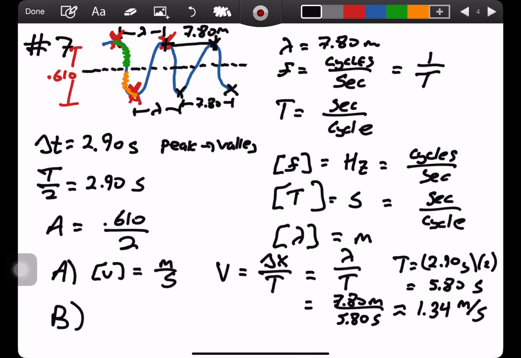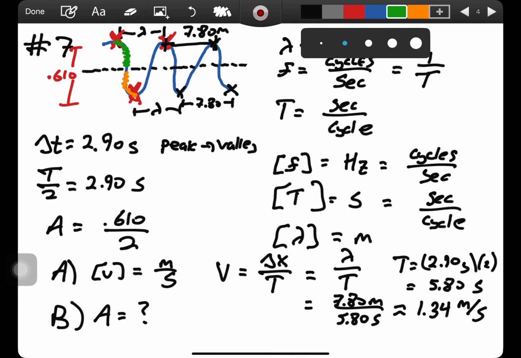Part B of the problem is now asking, what is the amplitude? And I actually already went through this. The amplitude, again, is the distance from the equilibrium position to the max, or the crest, if you want to call it. Or it can be thought of as the distance from the equilibrium position to the trough or the valley. So this green, that right there is the amplitude from equilibrium to the max. And this orange right here is the amplitude from equilibrium to the trough.